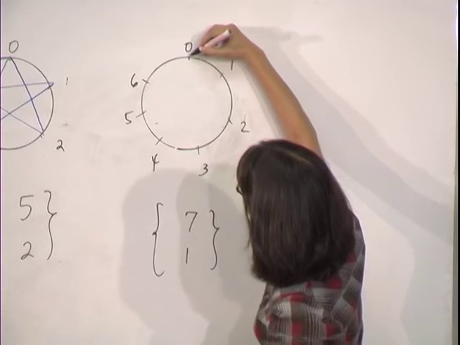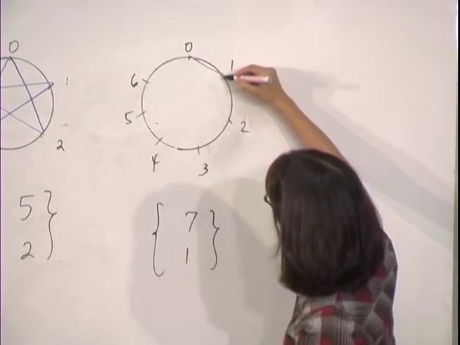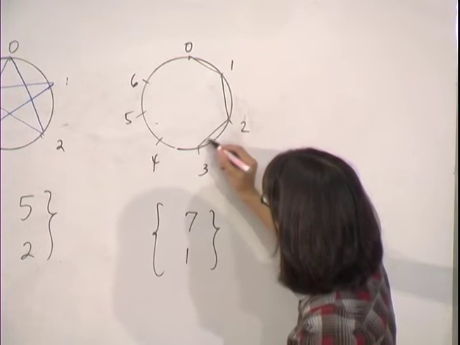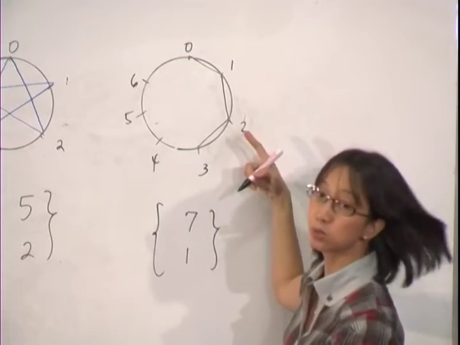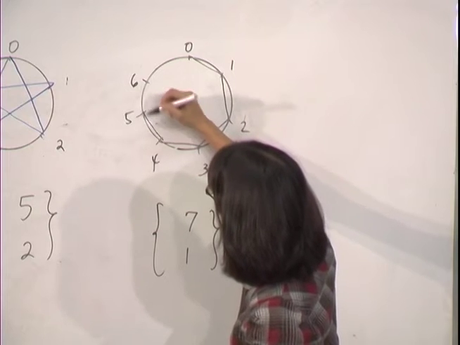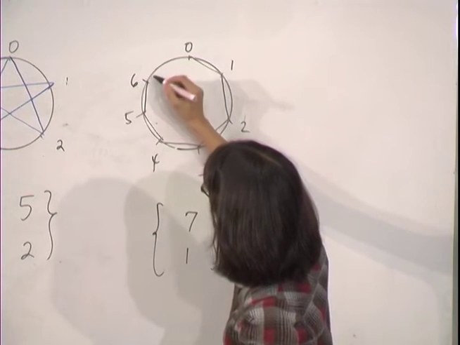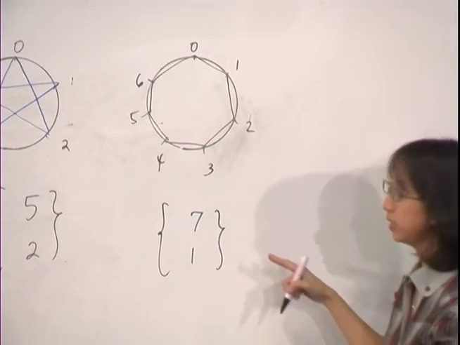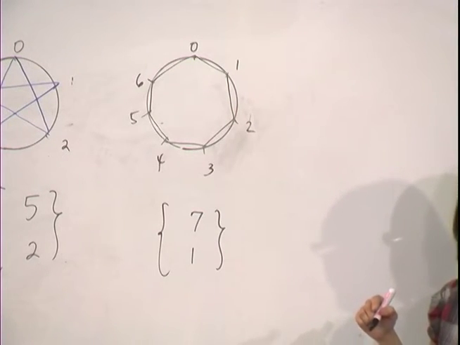So if I start from 0, what is 0 plus 1? Okay. What is 1 plus 1? What is 2 plus 1? Sorry. What's 3 plus 1? 4 plus 1? 5 plus 1? 6. And 6 plus 1? 0. Okay. That will be the graph for 7, 1.